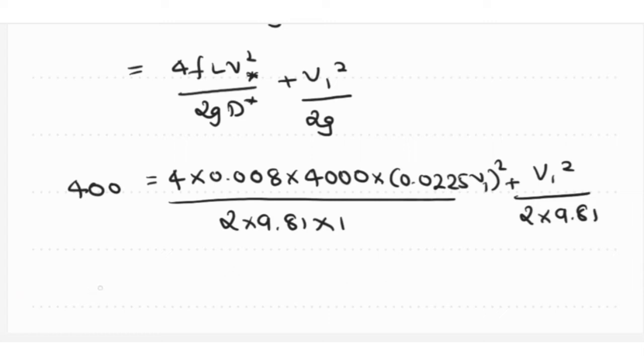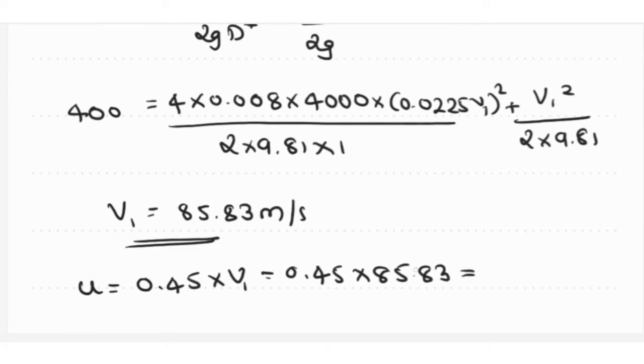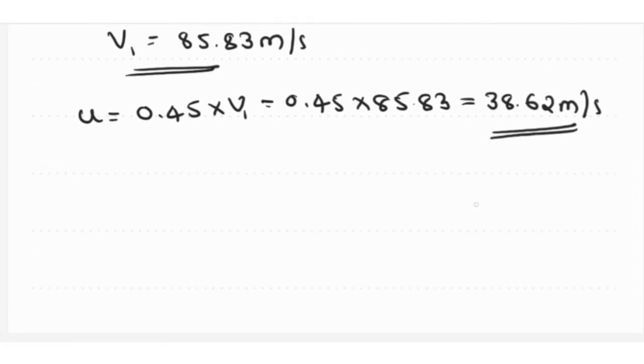By solving this, we will get V1 is equal to 85.83 meter per second. Now, knowing V1, we can calculate U. U is equal to 0.45 into V1, so that is 0.45 into 85.83, and we will get 38.62 meter per second as the velocity of the bucket. Now we can go with the velocity triangle.